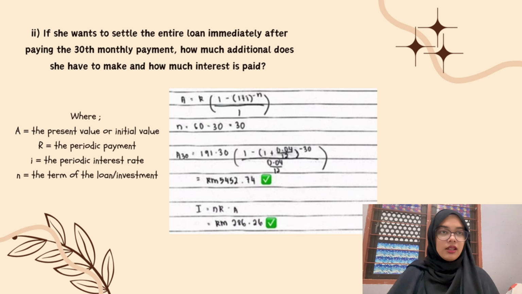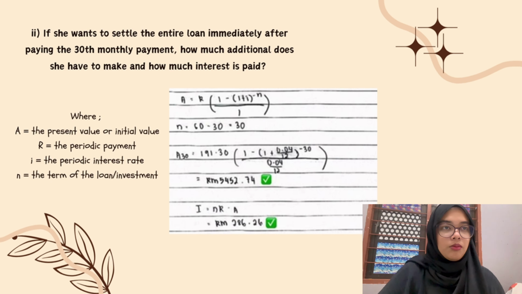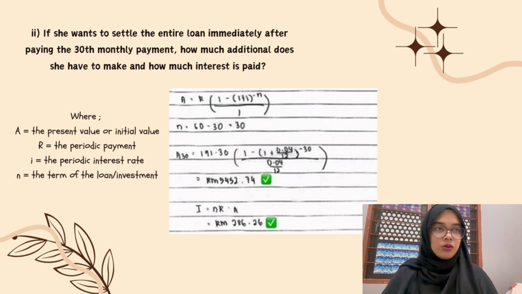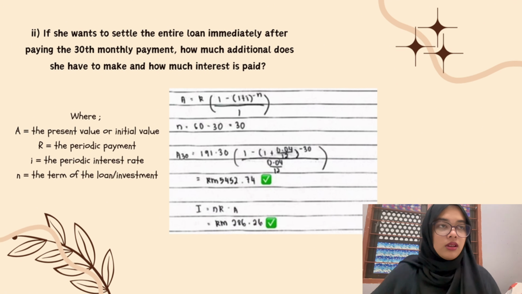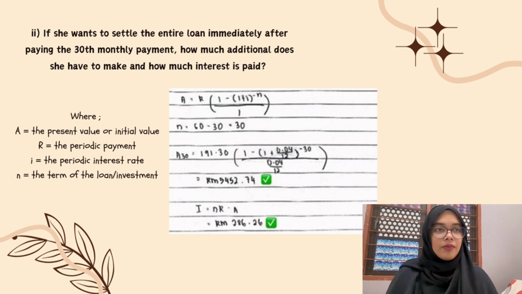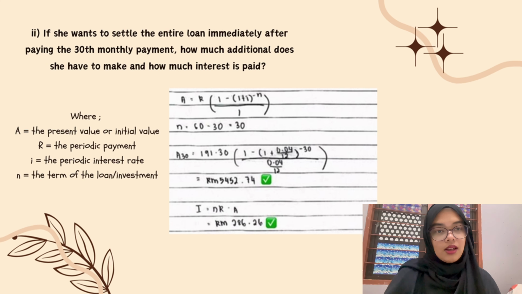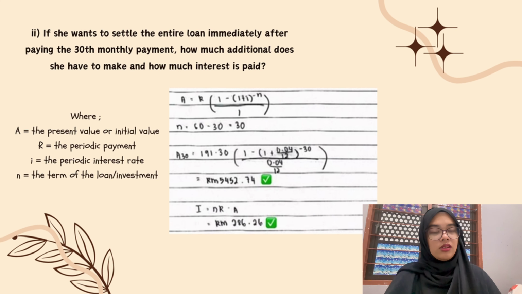To find the A, R is 191.30 in bracket 1 minus in bracket 1 plus 0.04 per 12 close bracket to the power of negative 30 division 0.04 per 12 close bracket. Answer is RM 452.74. And after that, the question also wants to know how much the interest is paid.